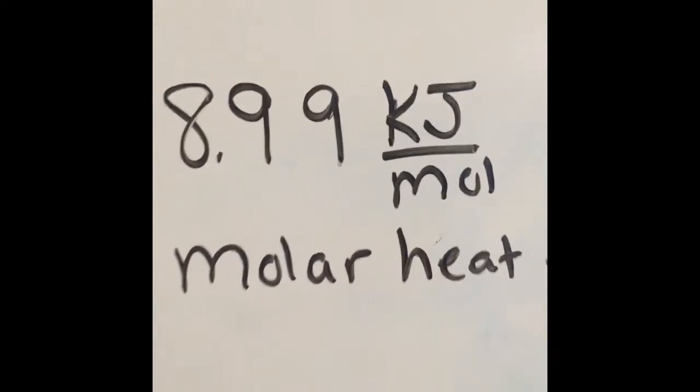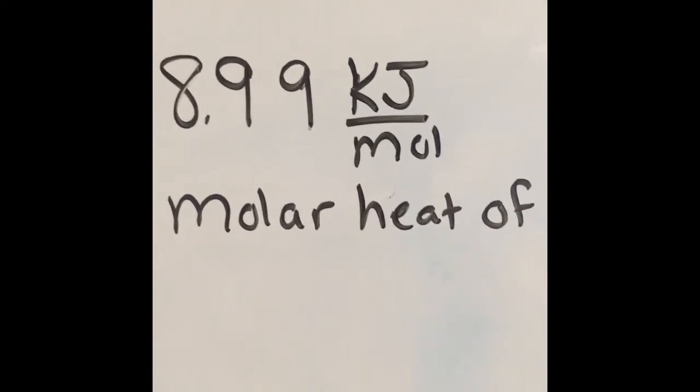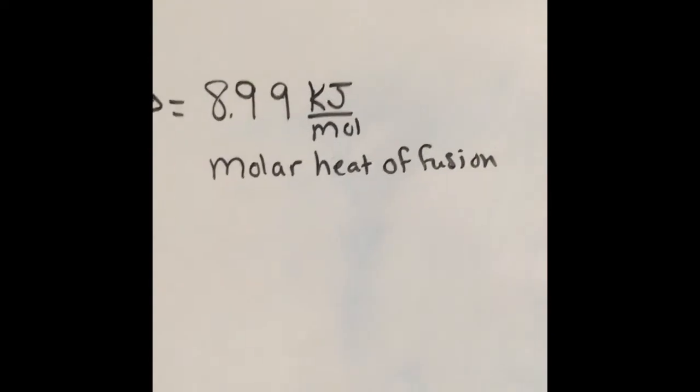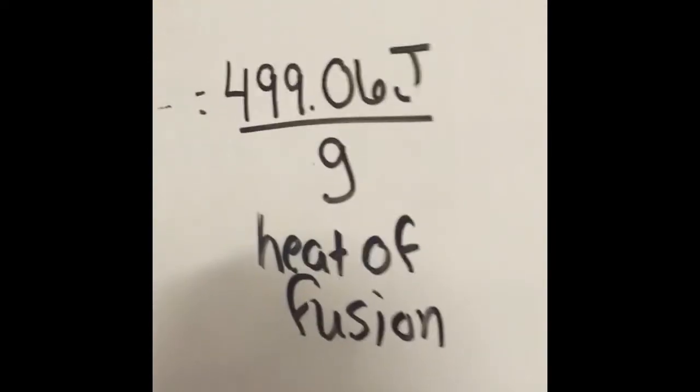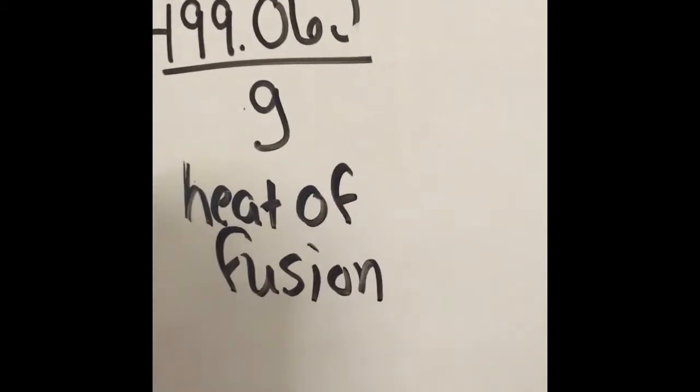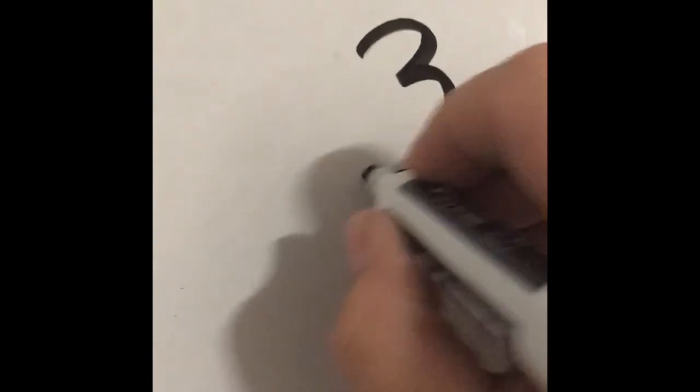Okay, so upon solving for this problem, we get 8.99 kilojoules per mole. This is called the molar heat of fusion for ice. Okay, the heat of fusion that we got from question number 2, I'm going to use to do question number 4. So I take the accepted value, which is 334.